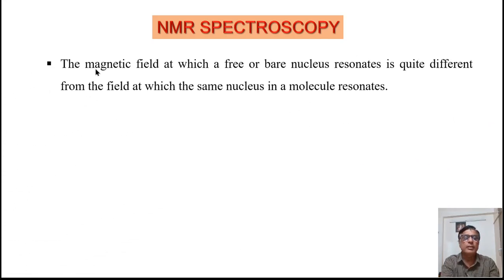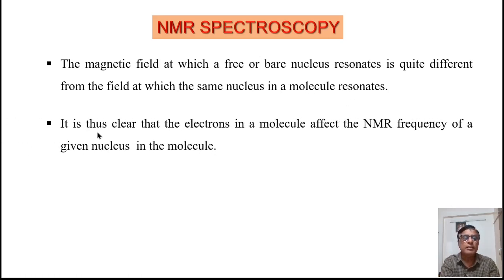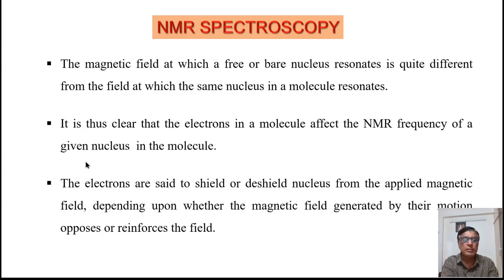The second point is that the magnetic field at which a free or bare nucleus resonates is quite different from the field at which the same nucleus in a molecule resonates. The third point is that it is thus clear that the electrons in a molecule affect the NMR frequency of a given nucleus in the molecule. The next point is that the electrons are said to shield and de-shield the nucleus from the applied magnetic field, depending upon whether the magnetic field generated by their motion opposes or reinforces the field.